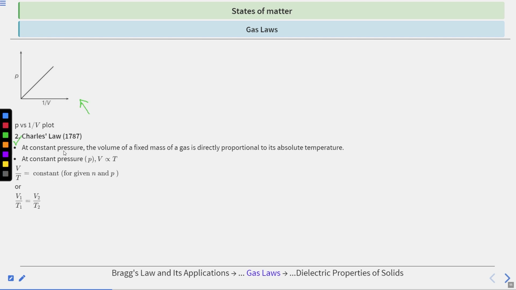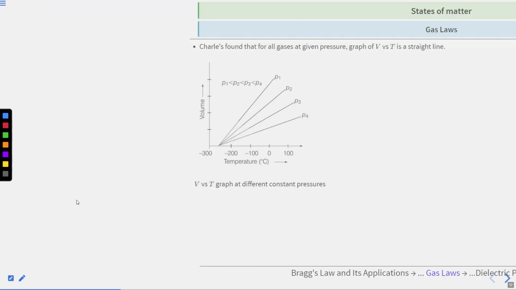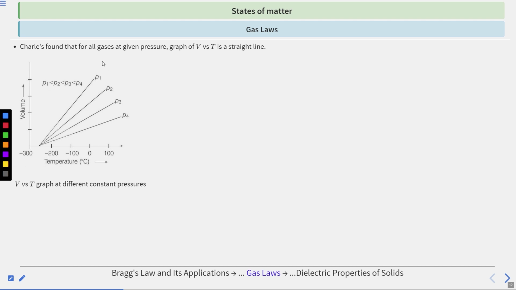The second law is Charles' law. At constant pressure, the volume of a fixed mass of gas is directly proportional to its absolute temperature. So V is directly proportional to T, or V by T equals constant, or we can write V1 by T1 equals V2 by T2. Charles found that for all gases at a given pressure, the graph of V versus T is a straight line. You can see in this diagram the V versus T graph at different constant pressures showing straight lines.